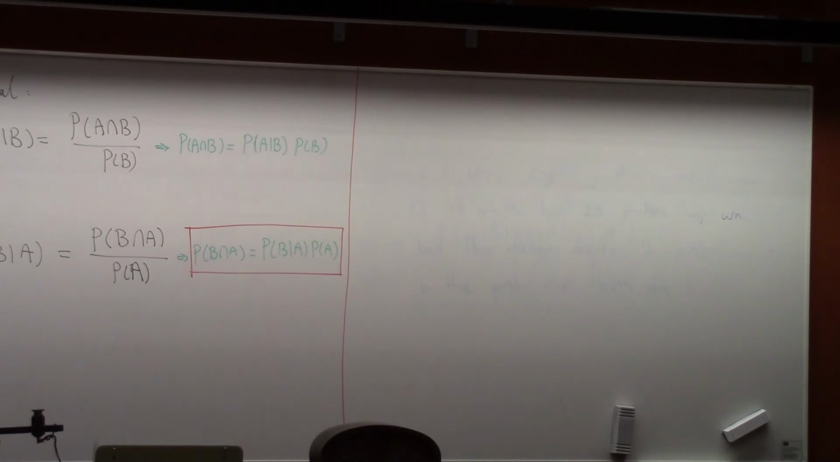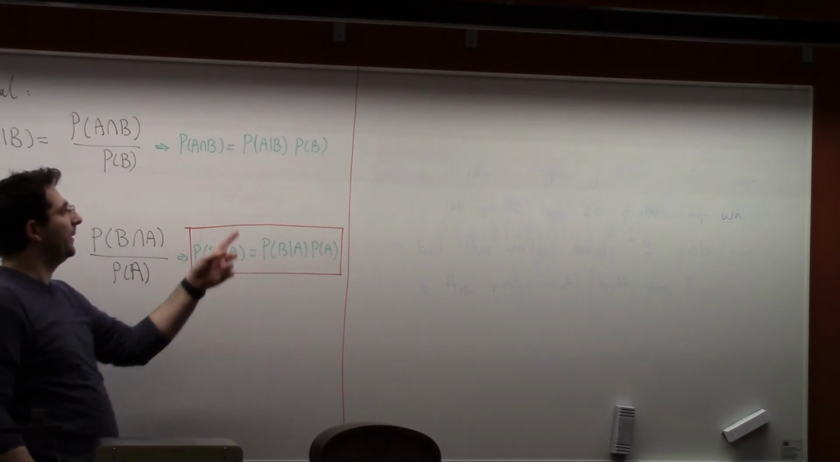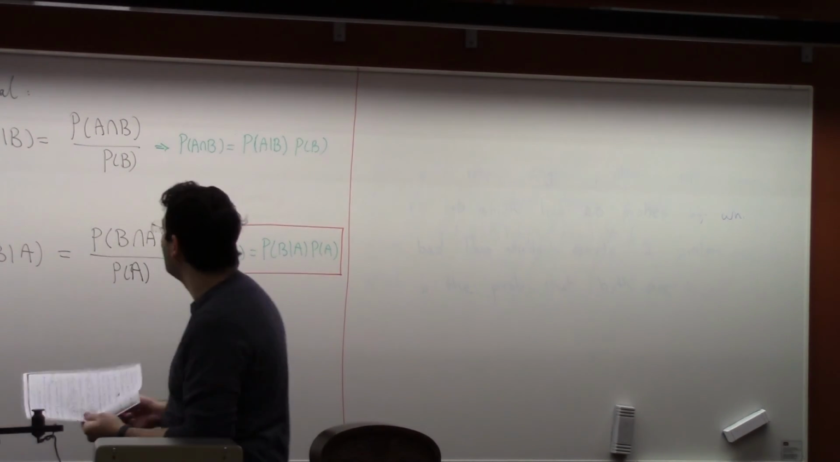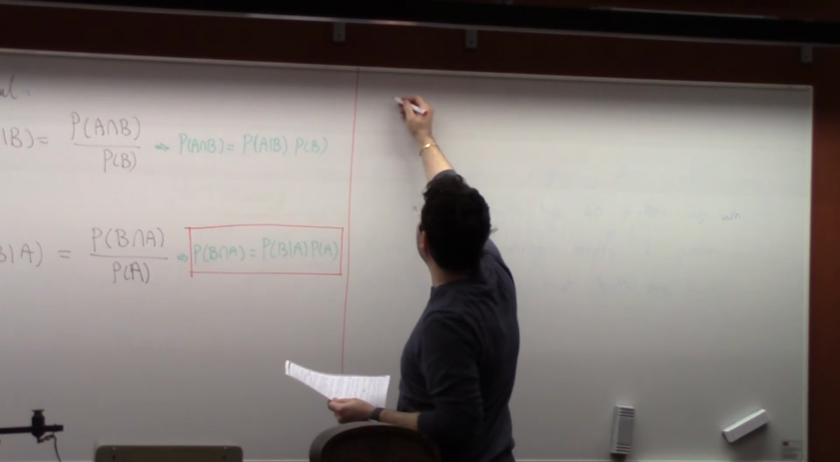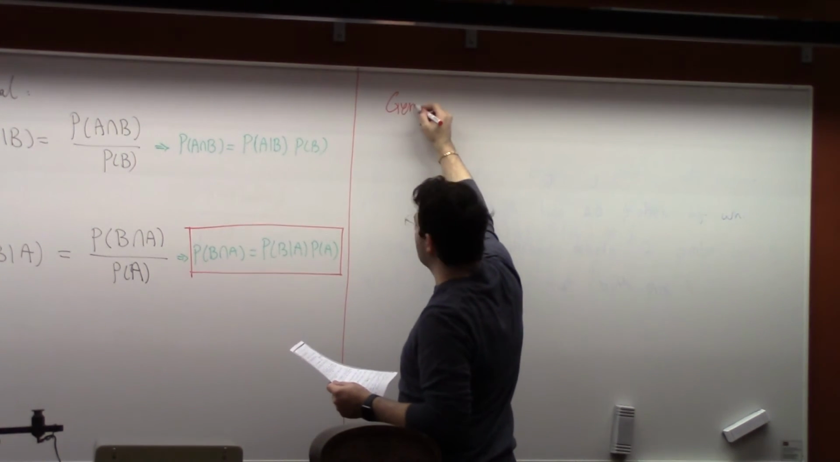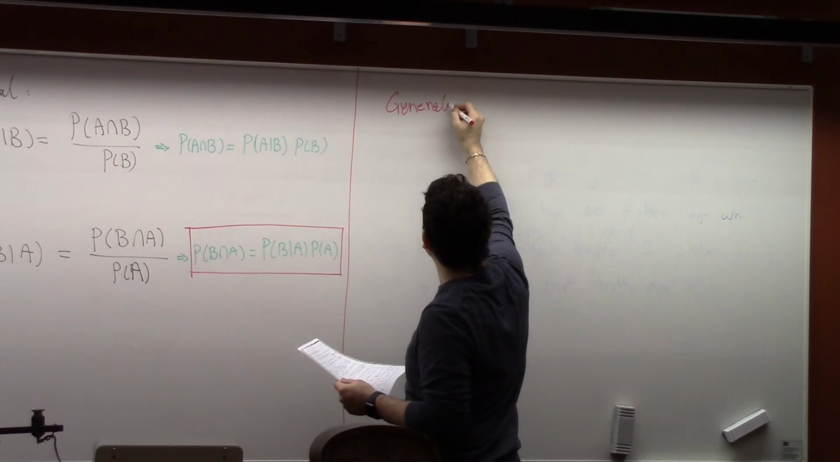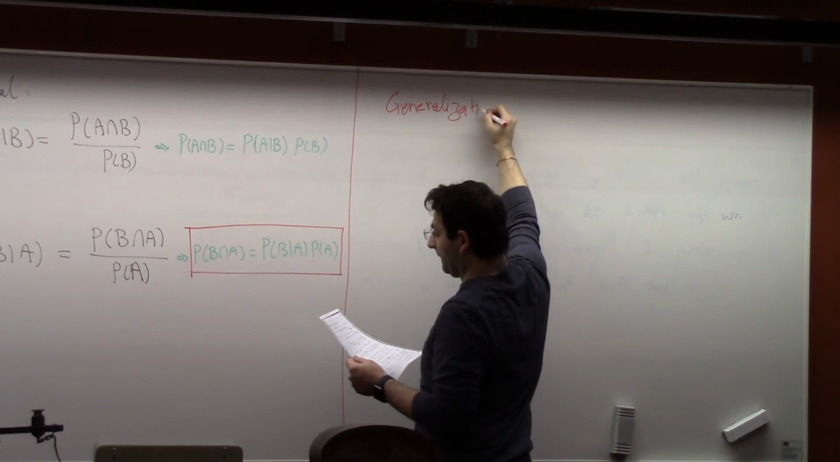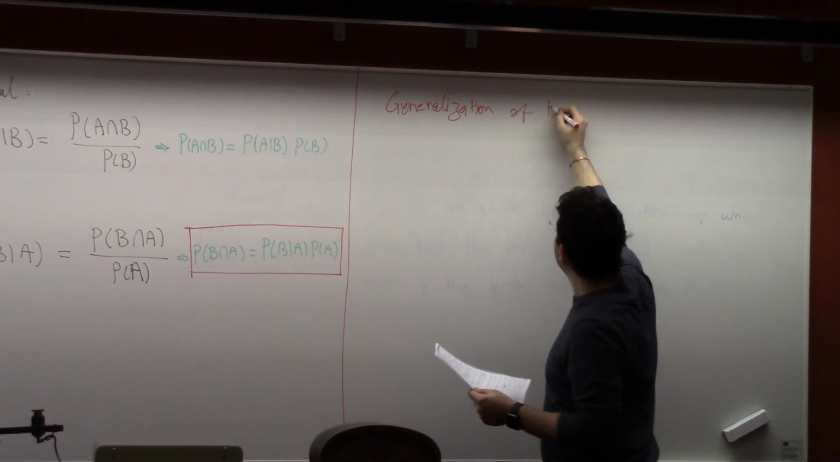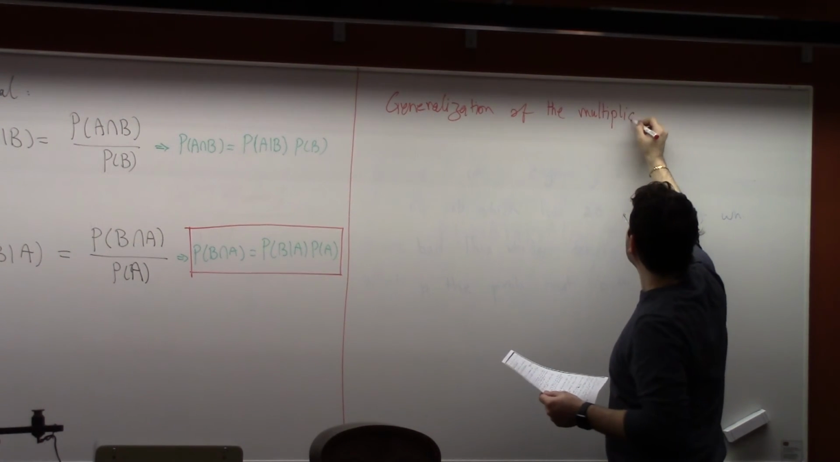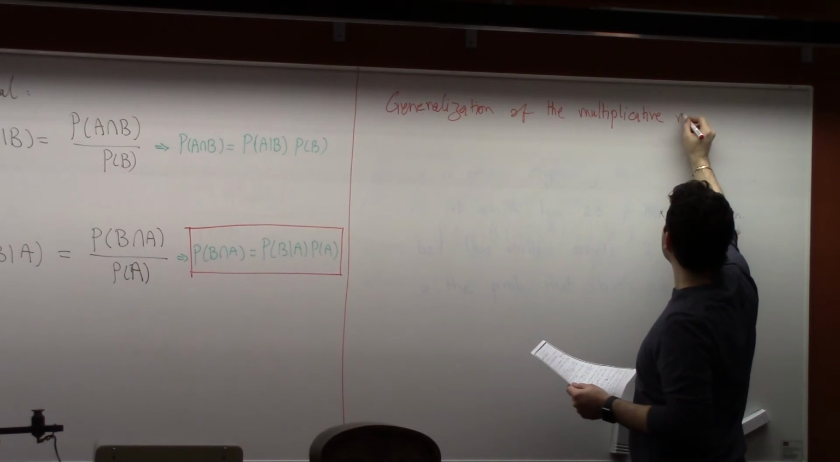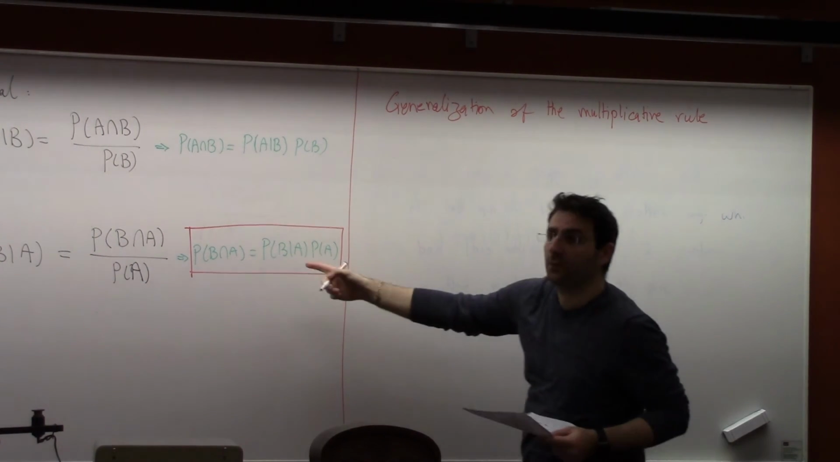This rule that I have put here in red, or the above one, is called the multiplicative rule. And we want to write the general form of that, the generalization of the multiplicative rule. For two it is here.